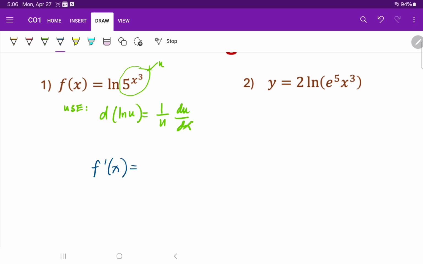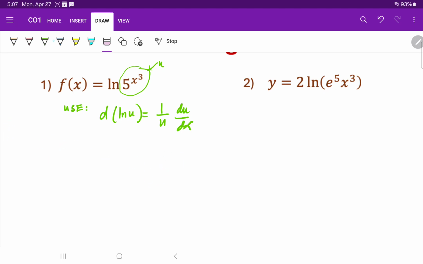So, 1 over u, 1 over 5 to the x cubed. Kasi I wrote it down as 5x cubed. It's 5 to the x cubed. Times what? 1 over u, derivative of u. What's the derivative of 5 to the x cubed? So, we use here what? Derivative of a to the u. It's a to the u ln of a du dx. Right? So, what is your a here? Wait, hold on. Let's write down muna.